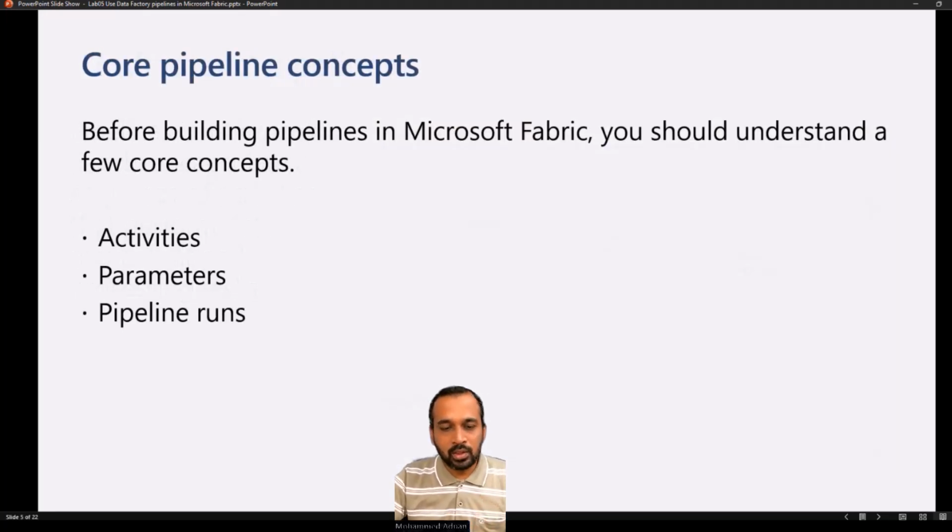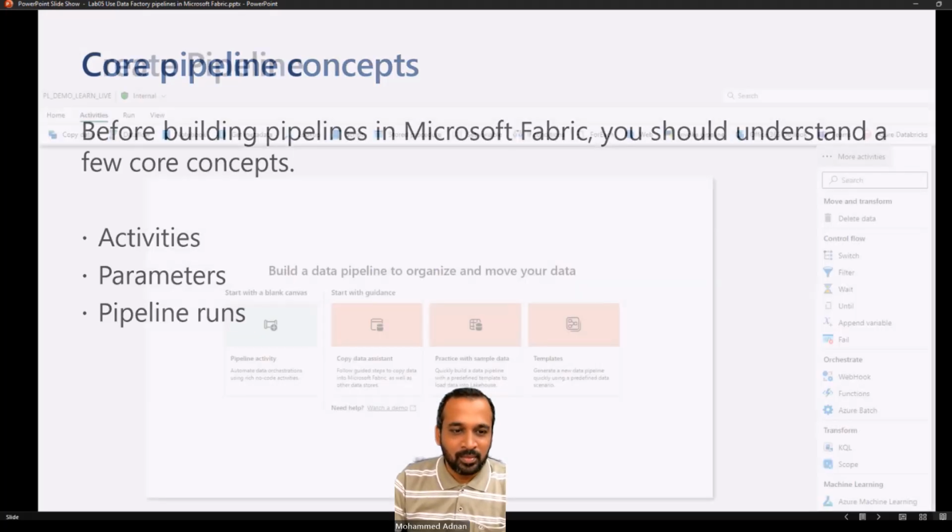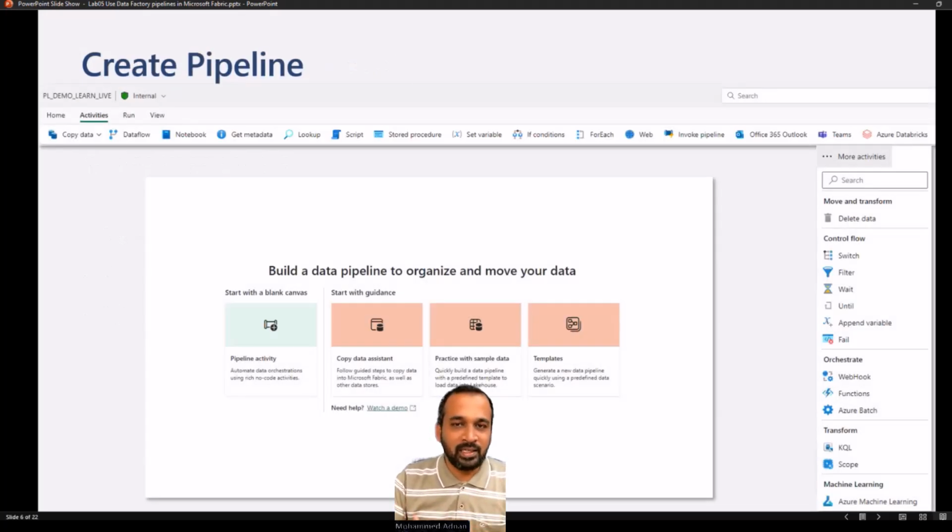There are certain core concepts in Microsoft Fabric which you need to understand for data pipelines: activities, parameters, and pipeline runs. What does that mean? We'll dig into that deeper now. If you create a pipeline in Data Factory, the look and feel will be like this. The center is the main canvas. On the top you will see the ribbon, and if you click on more activities, you will see still more activities you can do using data pipelines.